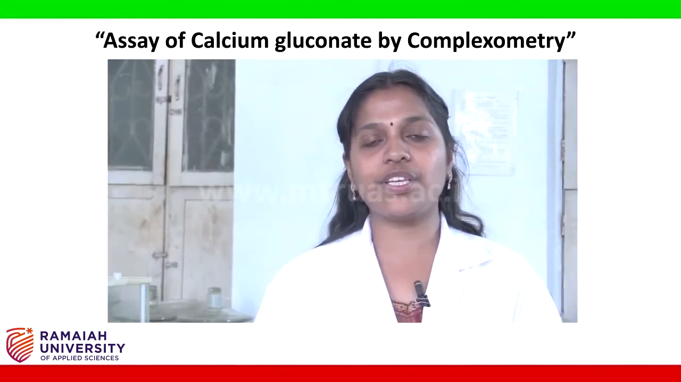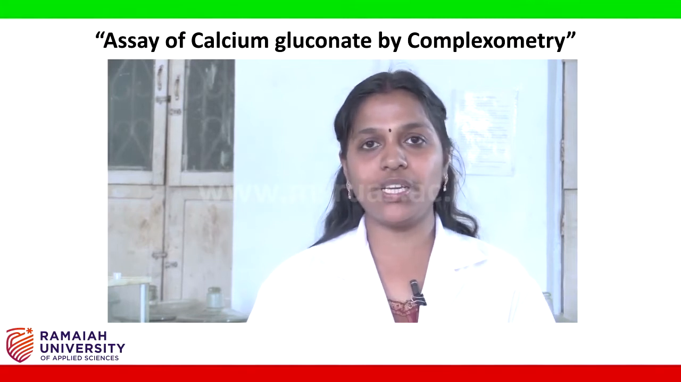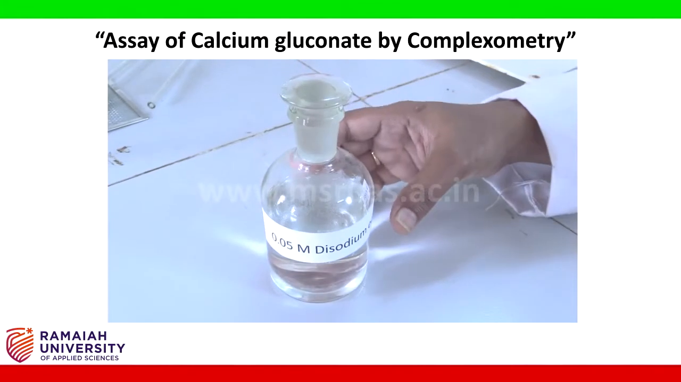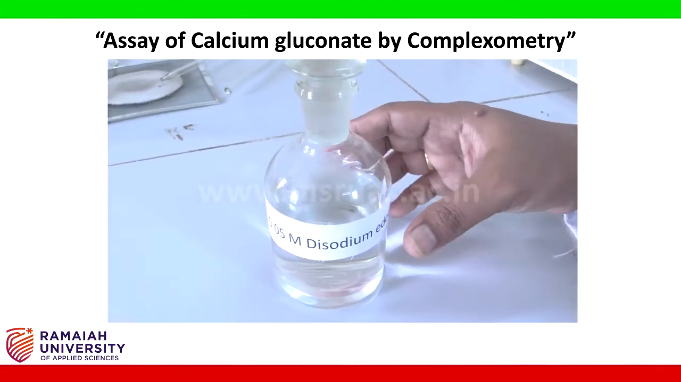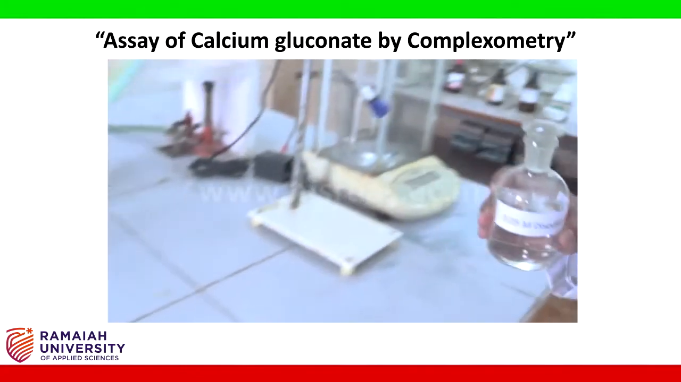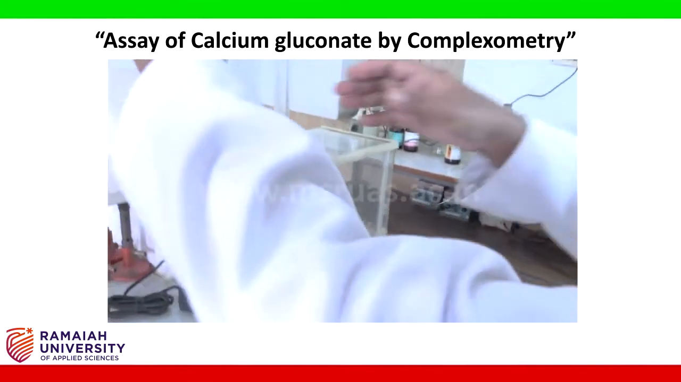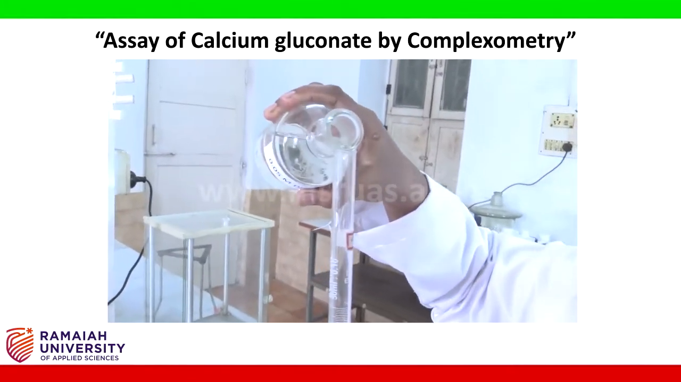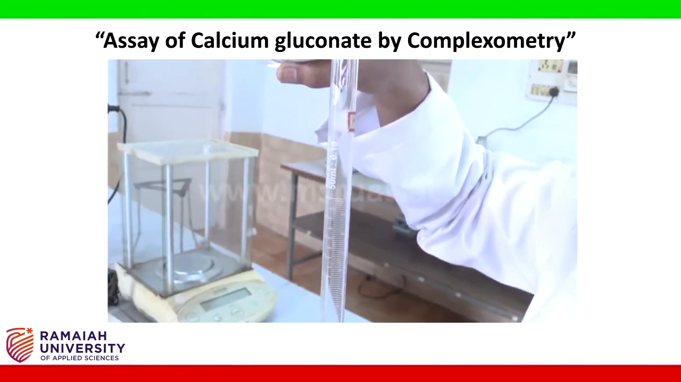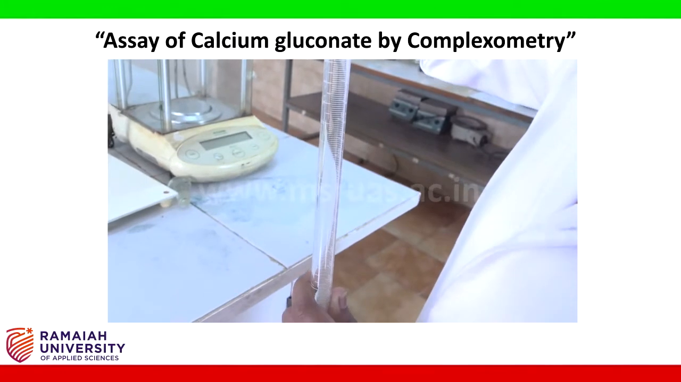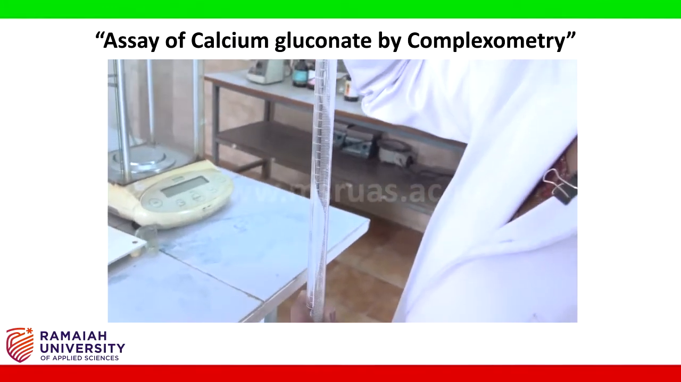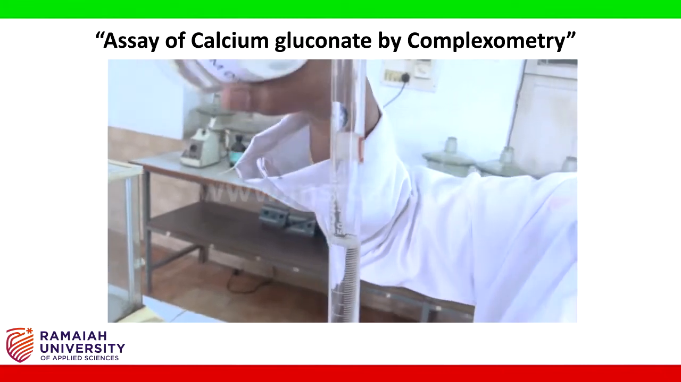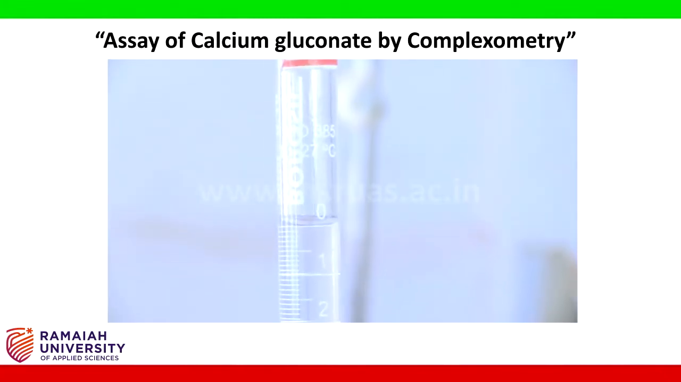First one is standardization of 0.05 molar disodium edetate solution. For that we have to fill the burette with the titrant, 0.05 molar disodium edetate. First, disodium edetate, this is the titrant used. This has to be filled in the burette. Fill up to 50 ml. For colorless solution, the lower meniscus is to be considered.